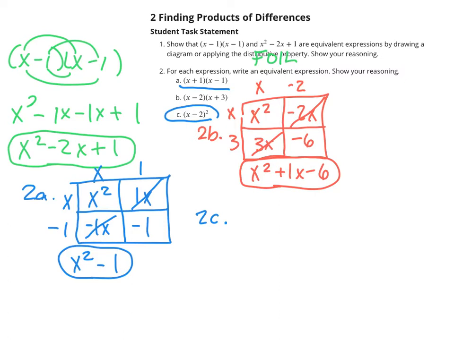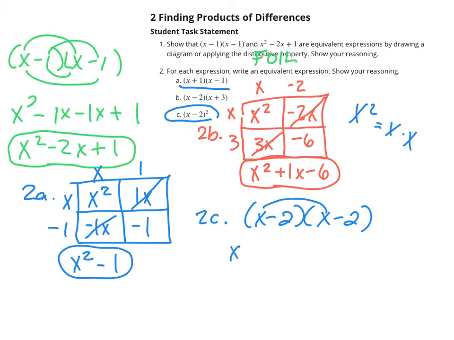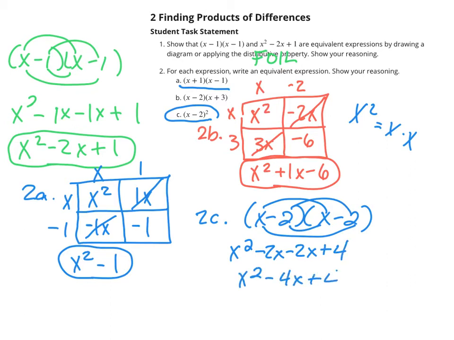Okay, x minus 2 squared is x minus 2 times x minus 2. Just like x squared is x times x. Okay, I have to write it twice. Now I can FOIL. First, outer, inner, and last. So I have x squared minus 4x plus 4, where I just collected those middle terms.